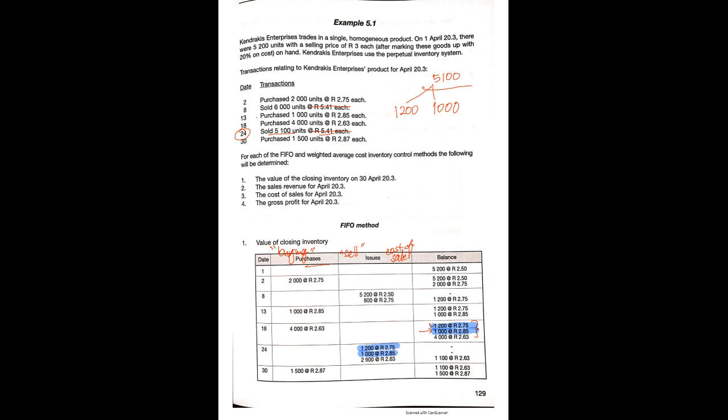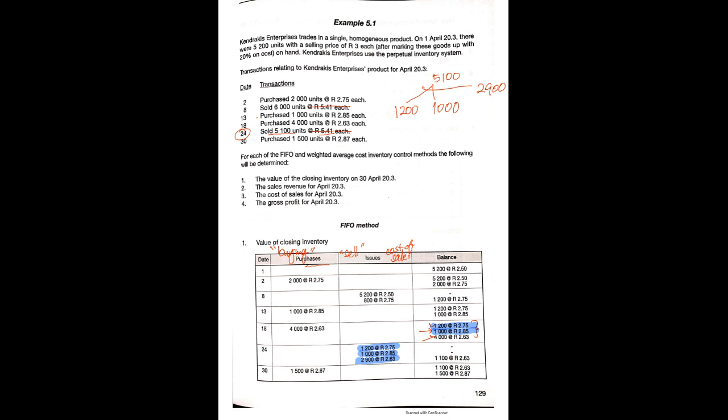Okay, so from the 5,100, we only have 2,200. We still need to sell off 2,900. So now you're again going to go back to that balance column and you're going to take out the 2,900 from those 4,000 units that are available at 2.63. So as you can see under the issues column, 2,900 at 2.63.